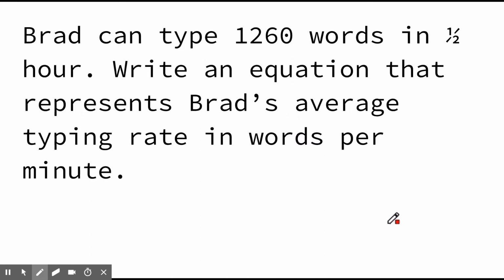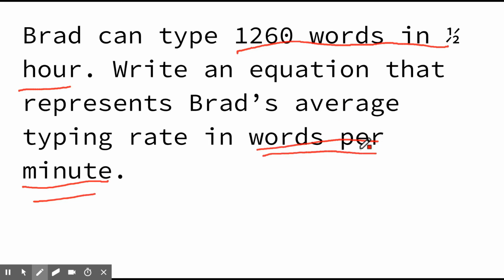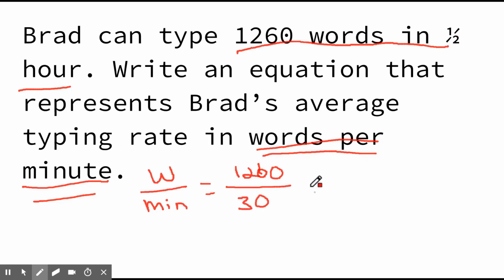So let's look at some word problems. Okay, Brad can type 1,260 words in half an hour. We want to write an equation that represents Brad's average typing rate in words per minute. Okay, here's that key phrase that I talked about before in unit rates. So that tells me they want it as words per minute. Okay, so currently he is typing 1,260 words in a half hour, but I need it in minutes. So that's going to be 30.